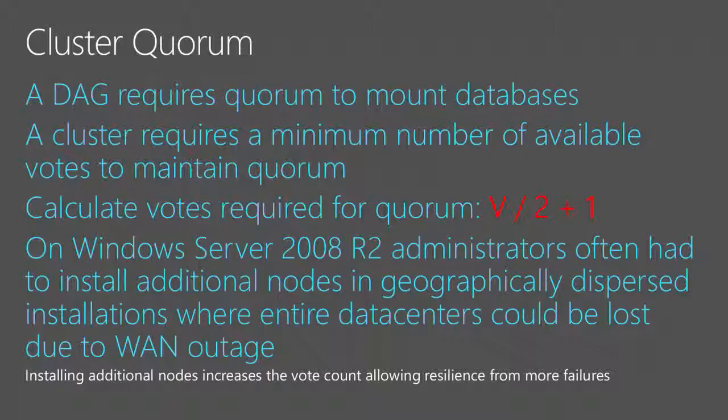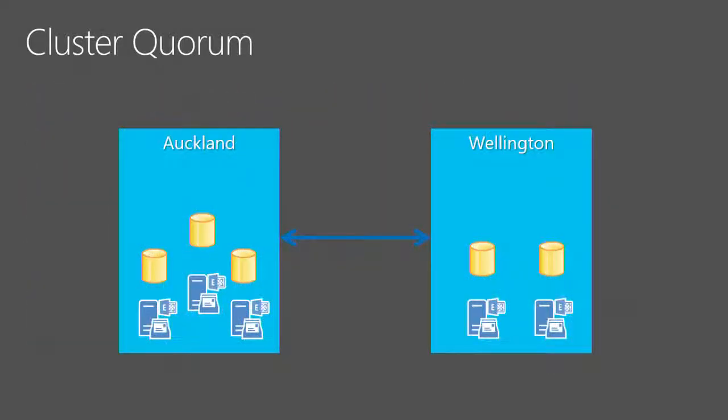Okay? So the calculated votes are required for quorum. That is a majority base. You have to have a majority of the actual number of votes in order for quorum to be maintained. And if you don't, quorum is lost and the entire solution self-terminates. So what does it look like?